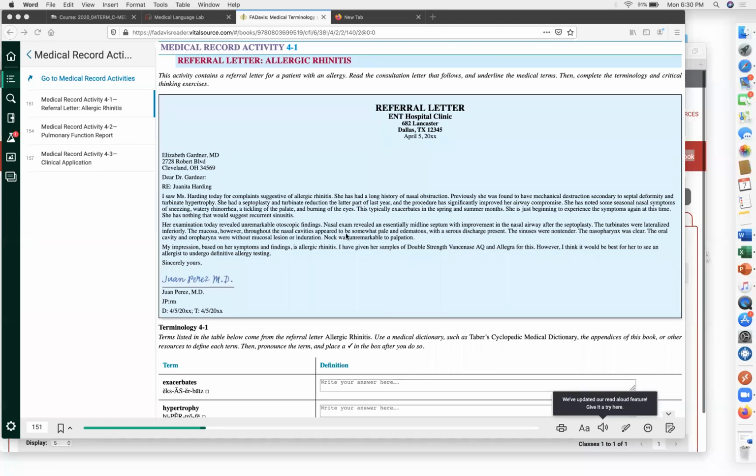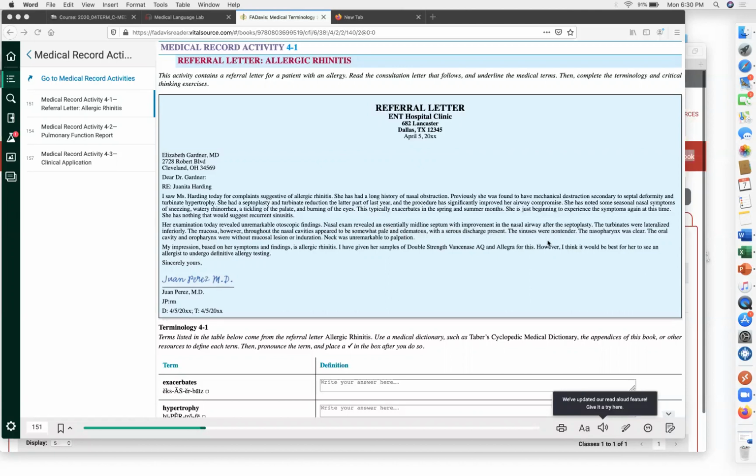What else? What kind of questions? Turbinates were lateralized inferiorly. So when we cut them, where did we cut them? We cut it on the side, lateral, and also the bottom part. So we cut it to the side and the bottom. Mucosa, however, the nasal cavities, somewhat pale and edematous, right? So I could ask, what color was it? Was it more bluish? Was it red? It's pale, so it's more bluish. And edematous. Edema means that it was swollen. And it also had some serous discharge.